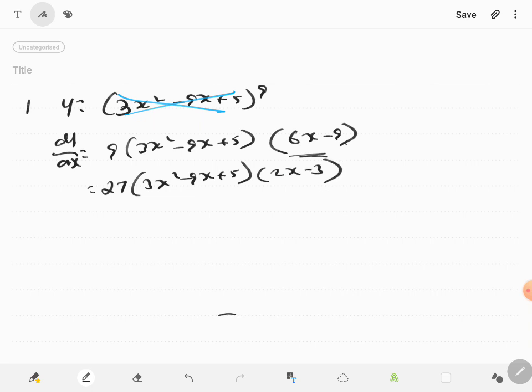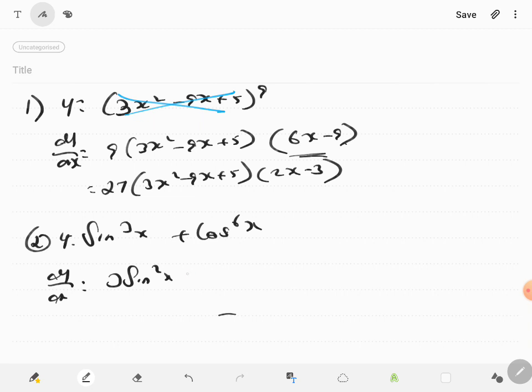Let's go to the second question. The second question is sine cube x plus cos to the power 6x. If this is y, let's do dy by dx. It's like 3 sine square x into cos x plus 6 cos to the power 5x into cos x differentiation, which is minus sin x. The chain rule is applicable here.